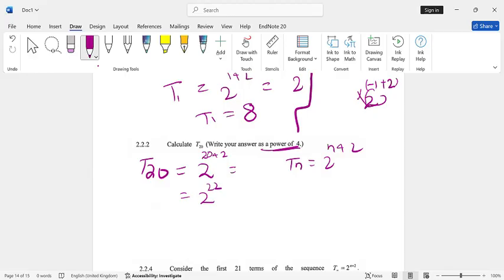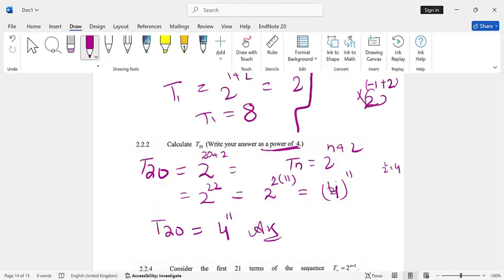So in the question, they ask us to write the answer as a power of 4. So if I write it like that, 2 squared is 4, so I'm going to write 4 power of 11, okay? So T20 equals 4 power of 11. This is the required answer. They asked to write the answer as a power of 4, okay? So our base is 4.